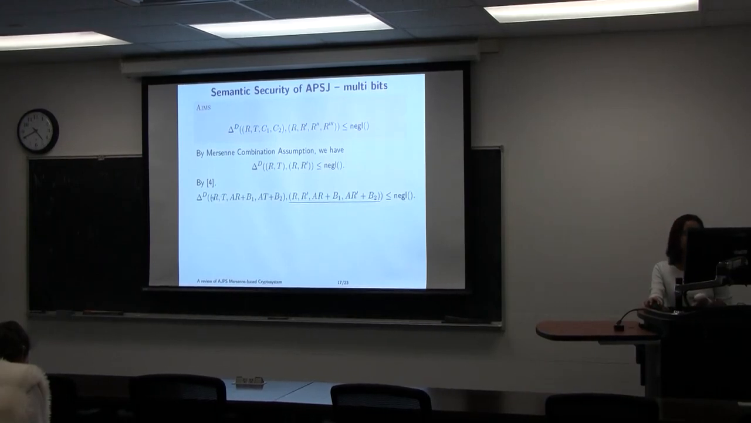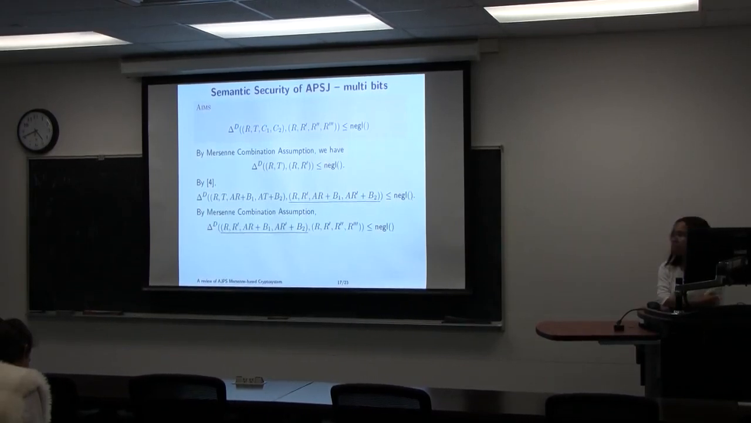Because from R and T we can compute AR plus B1 and AT plus B2. If we have R and R prime, then we can compute this one. So this one is a product of R, T and a product of R and R prime for some polynomial, some computational function. So applying this property, we have that the delta D will be very small.